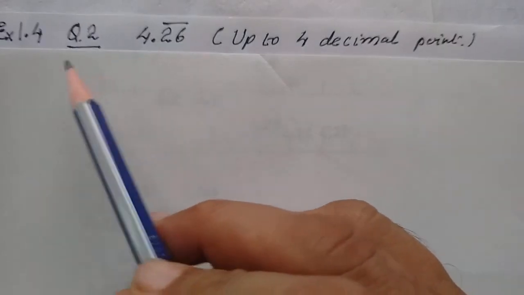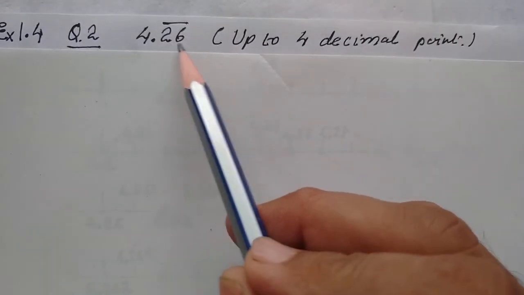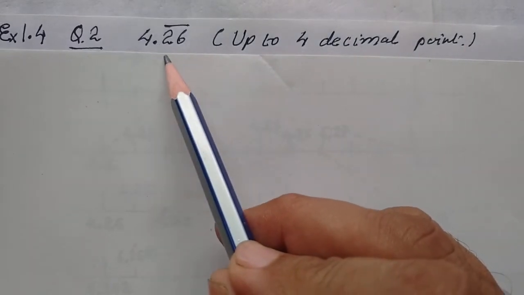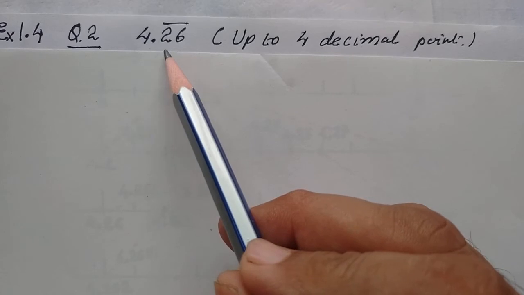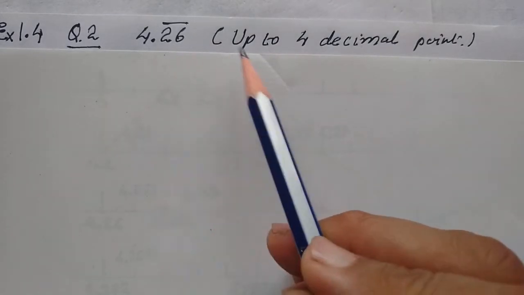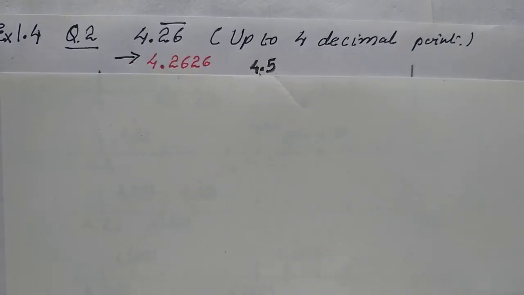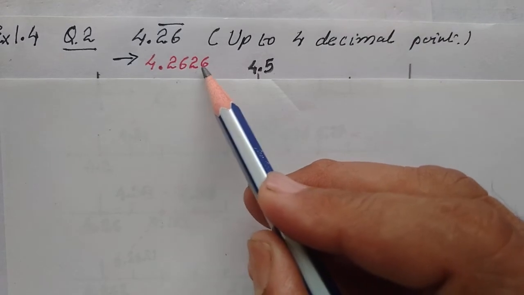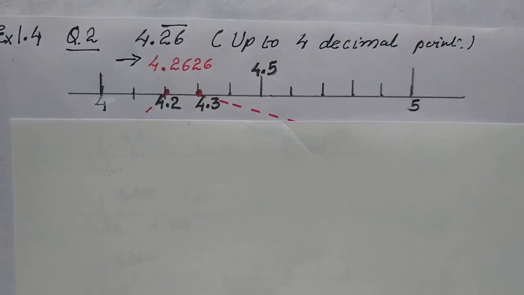Second question. Question number 2, 4.26 up to 4 decimal places. Find this number on the number line with the help of magnifying the number line. So now children, we want to visualize this number on the number line up to 4 decimal places. Up to 4 decimal places means the number is 4.2626. Okay. So now children, let us draw first this.